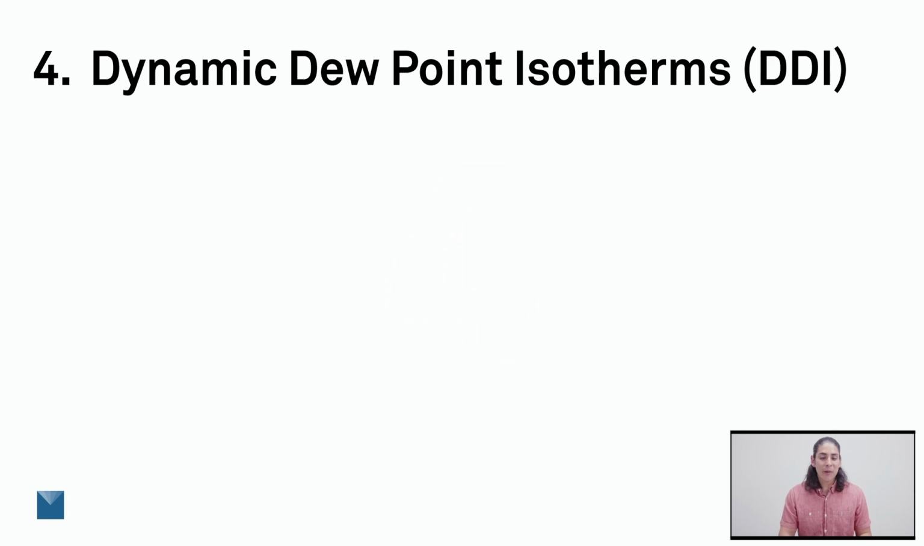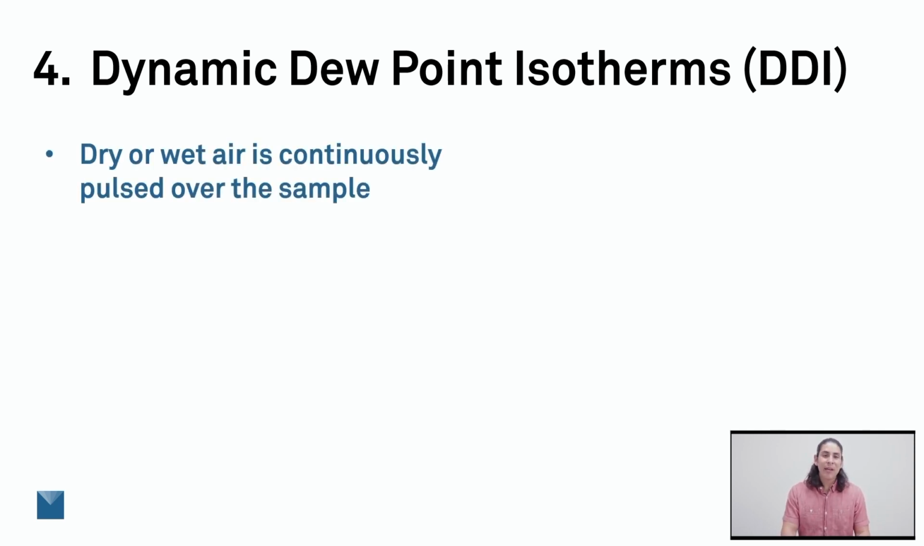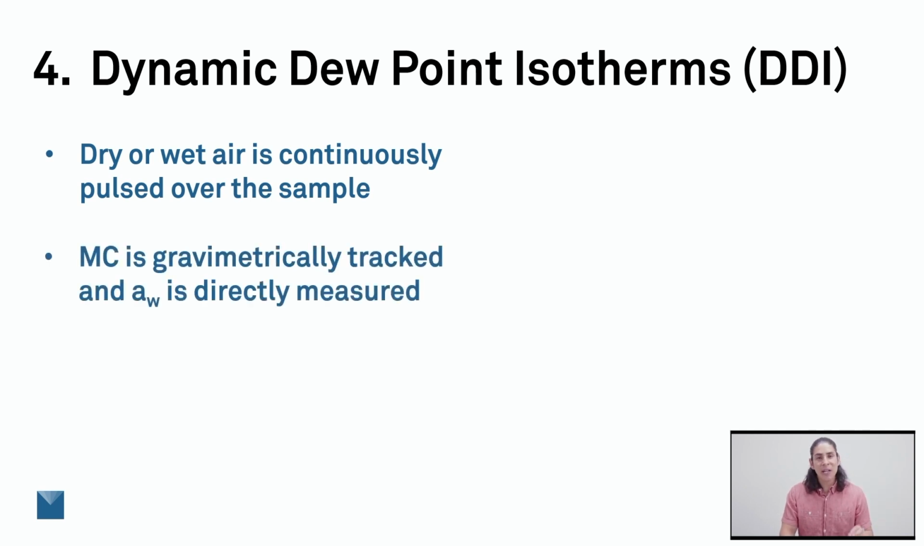The fourth fact about the AQUALAB VSA is that it uses the dynamic dewpoint isotherm method, or the DDI method. This is a patented method that we developed here at Meter Group. And the way that it works is that we either pulse over dry or wet air continuously over the top of your sample. And then during this process, we gravimetrically track the moisture content and then directly measure the water activity.